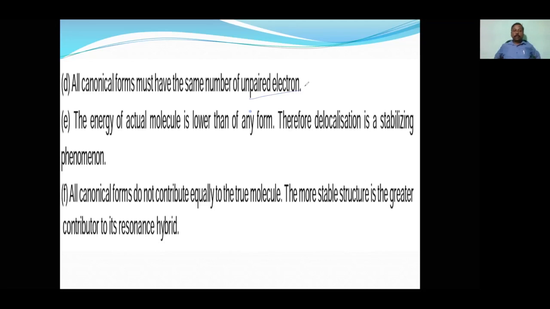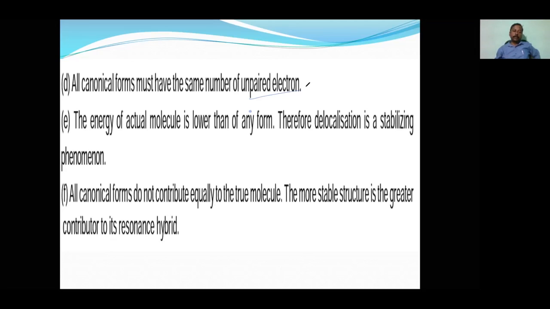The energy of actual molecule is lower than any other form. That is called as a stabilizing phenomena. If somebody asks why resonance structures are stable, because during the resonance structures they are more stable due to complete delocalization. Okay, that is stabilizing phenomena.